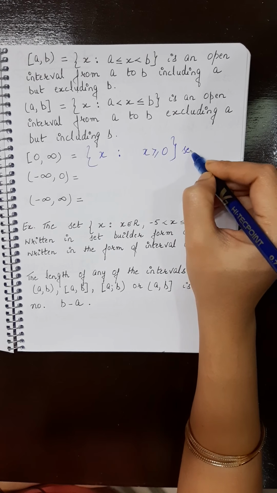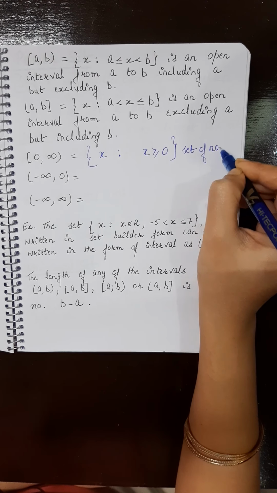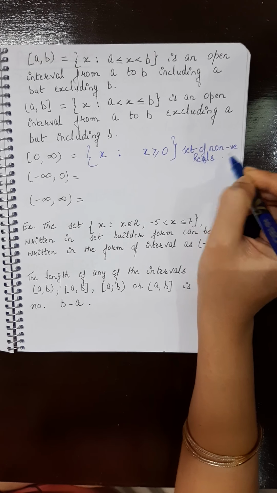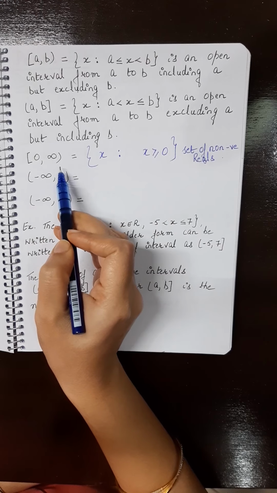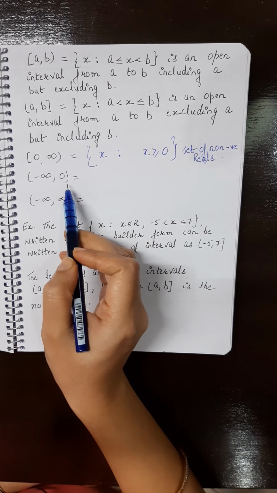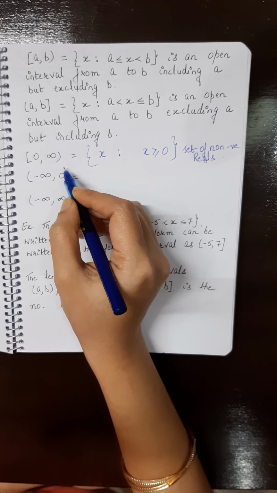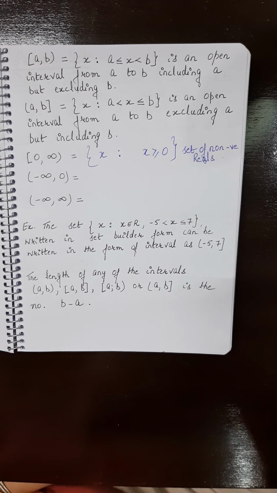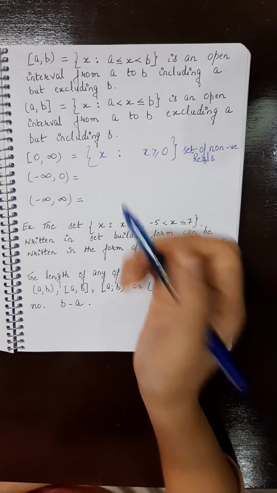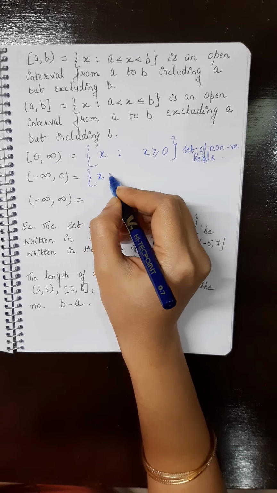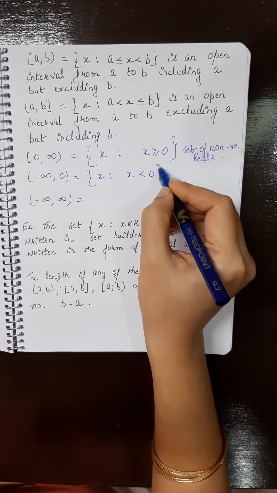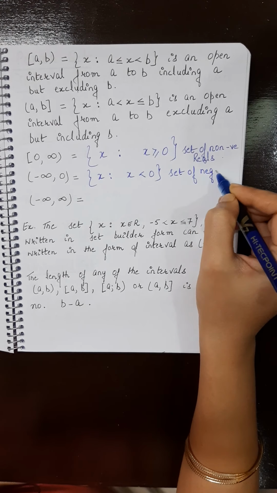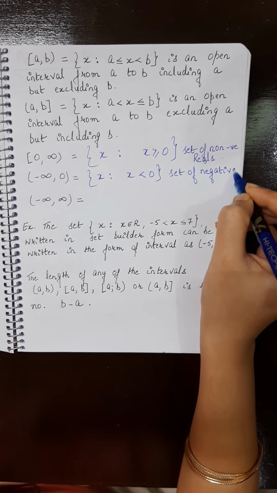So set of non-negative reals. So you can also write in the form of this interval minus infinity to 0. Now 0 is excluded. Okay, और infinity और minus infinity तो numbers होते ही नहीं हैं, तो इनको हम हमेशा ही exclude करते हैं. So this can be written as all those x such that x is strictly less than 0, and this is nothing but set of negative, I will say only negative reals.